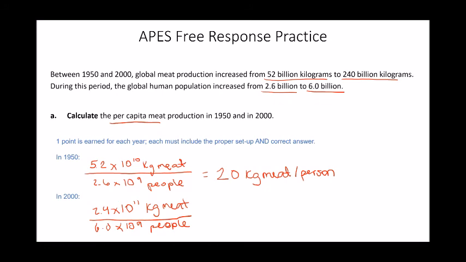This is a little bit more difficult, but if you think about just 240 billion, how many times does 60 go into that? You could move that decimal over and make that 60. That would be 4 times. And by doing that, you end up with 10 to the 1 left over. So we have 40 kilograms of meat per person. So an increase of 20 per person over the 50 years.